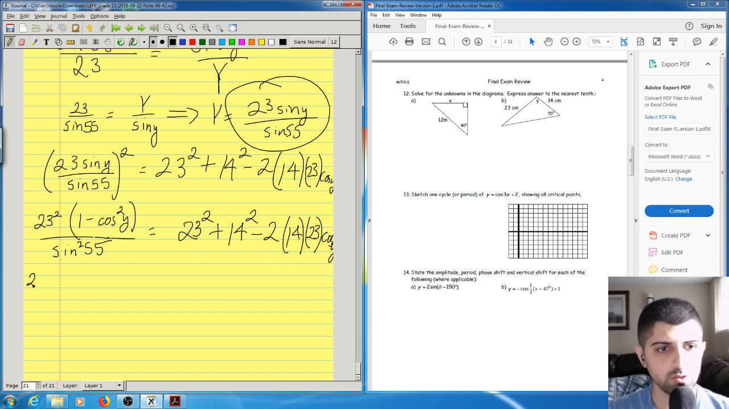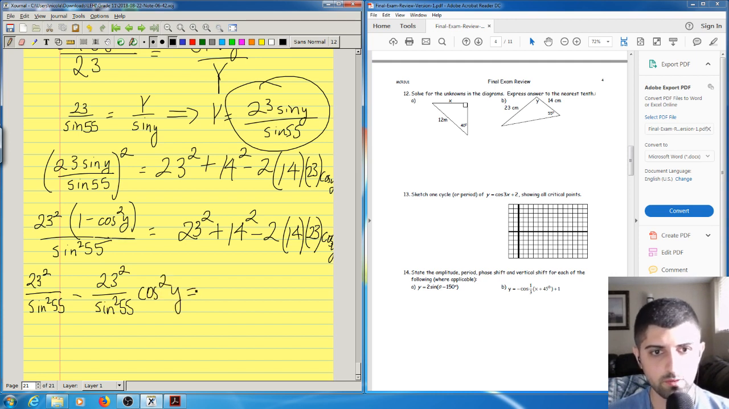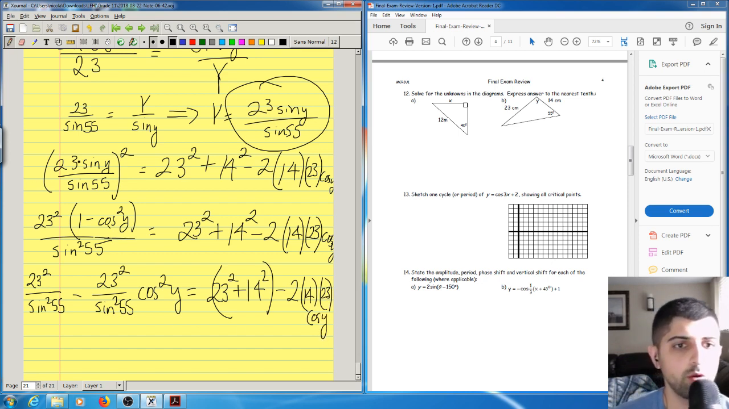So I'll show you. 23 squared over sine squared 55 is a constant, right? You can punch it in your calculator, you get a number. Minus 23 squared over sine squared 55, that serves as a coefficient for the variable cosine squared y, equals this additive sum, minus this coefficient, cosine y. Okay. Now hopefully you're not totally lost right now.